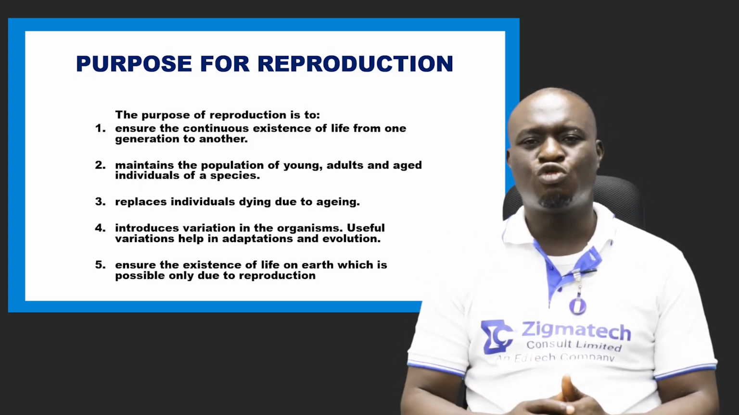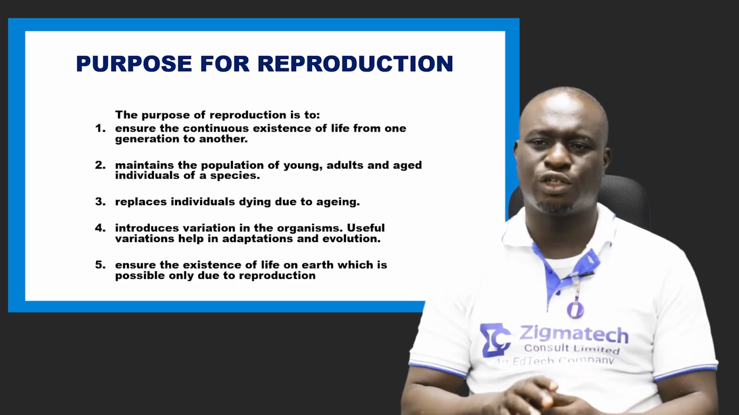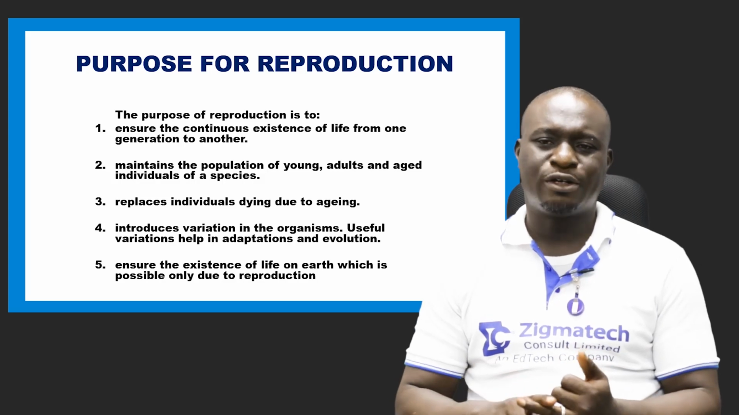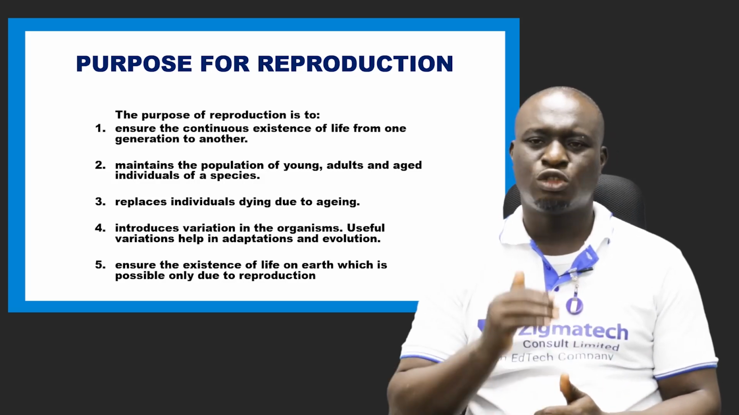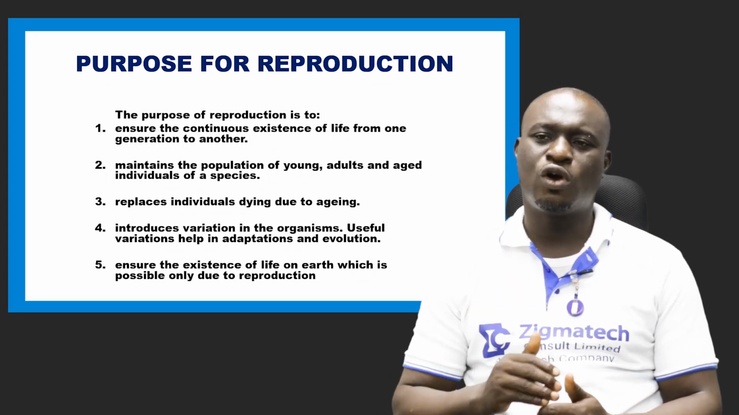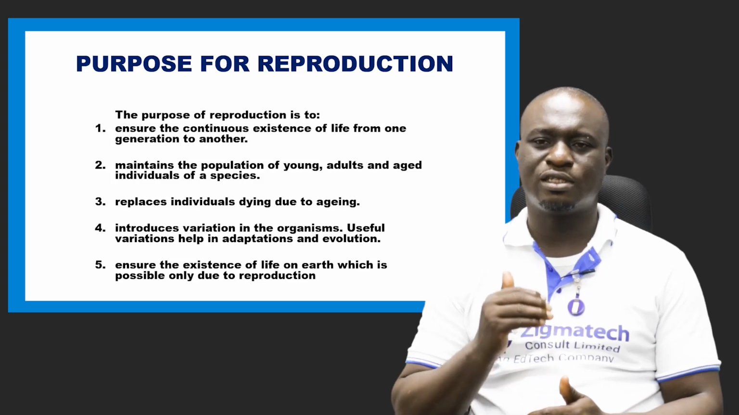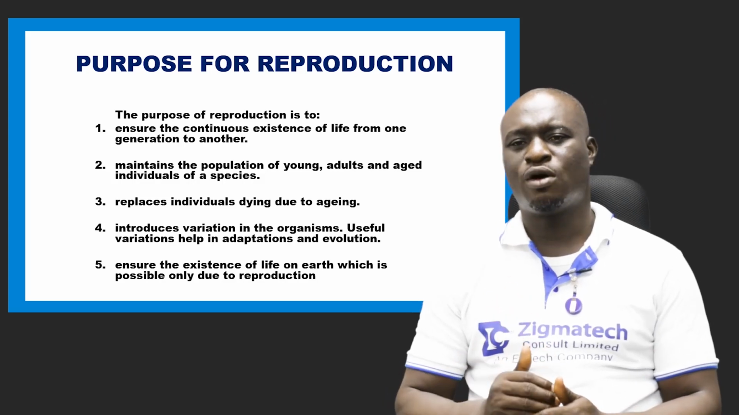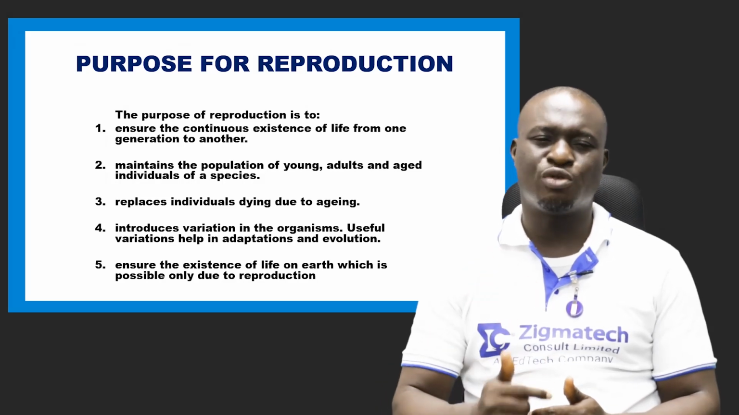Number 2 purpose for reproduction is to maintain the population of young, adult, and aged individuals of a species. And then number 3 also is to replace individuals dying due to aging.